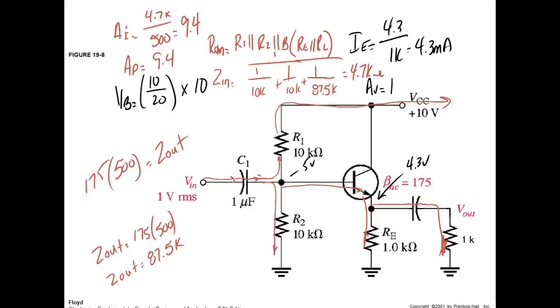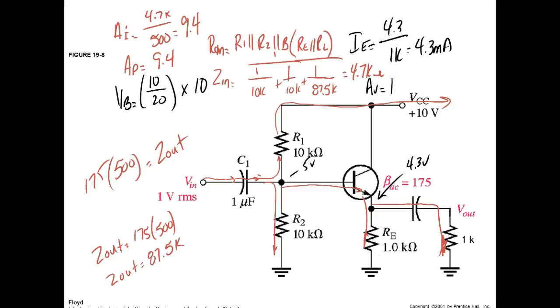So any questions on what we've done so far? How many dB would that be? So 10 times log of 9.4 will be 9.7 dB. Came up real close because the number's almost 10. And that's the common collector.